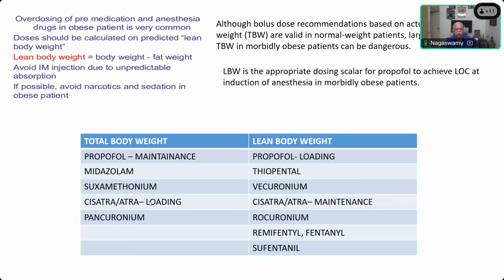Cisatracurium for loading, you give on total body weight. For maintenance, you use the lean body weight. This is the opposite of propofol. And pancuronium, of course, is nowadays not used, so you can ignore. But propofol, remifentanil, and sufentanil are all given only on lean body weight. Even though these drugs are all fat soluble drugs, you don't give them on total body weight because they are potent respiratory depressant drugs.